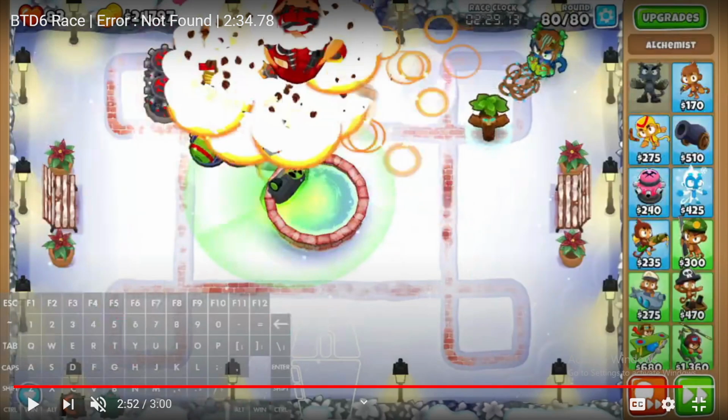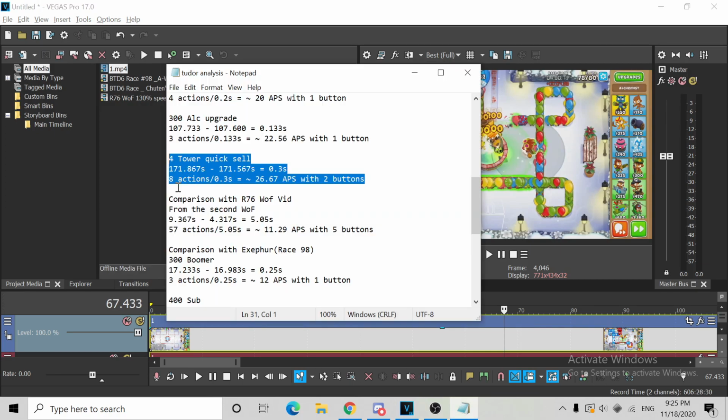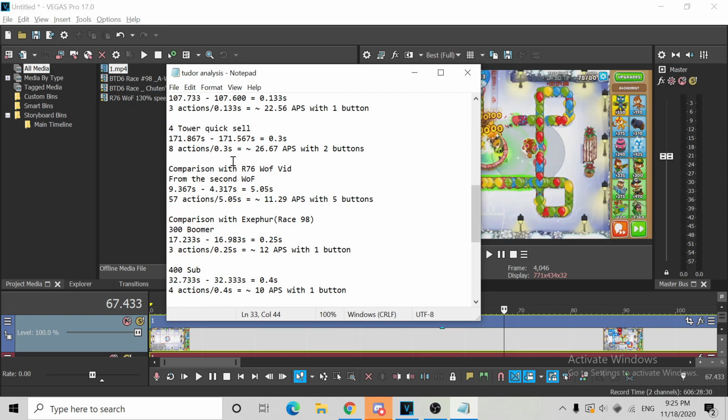0.25 speed. So when I broke it down frame by frame, that was about 8 actions over a span of 0.3 seconds, which gives us a whopping 26.67 APS, which is pretty fast.